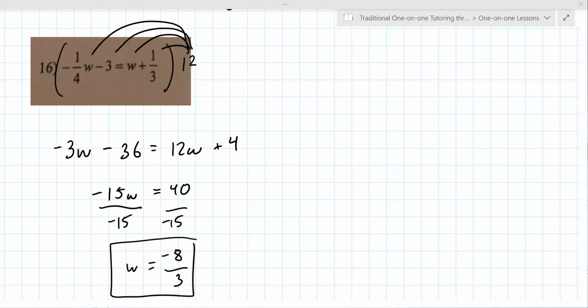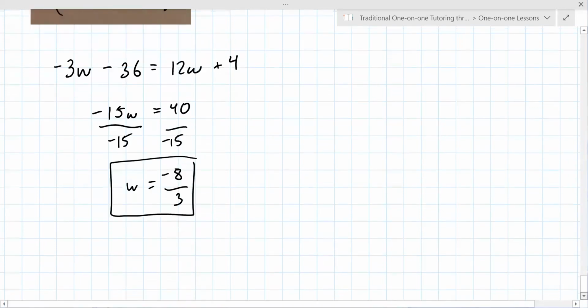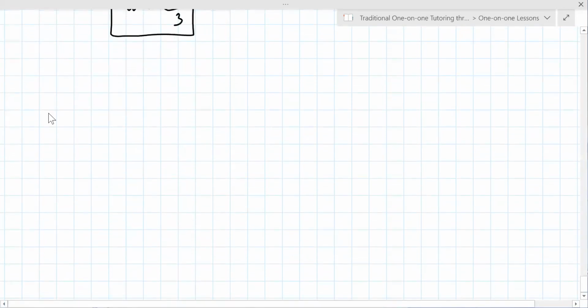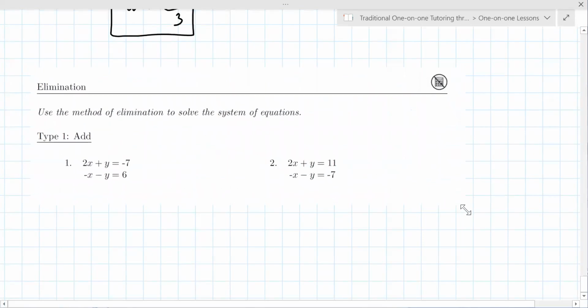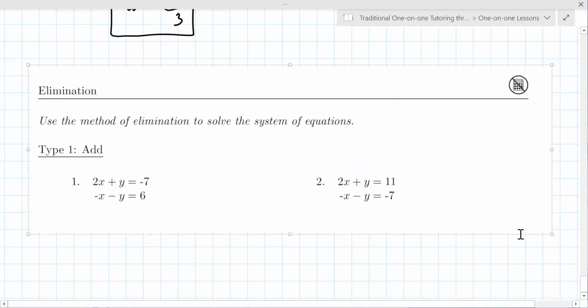Okay, so let me snip in. This is a worksheet I've been working on for a while now. It's perfect though for what you're asking for, which is systems of equations. So we're going to look at a couple of examples here. There's actually several ways to solve systems, but we're going to work on elimination tonight.